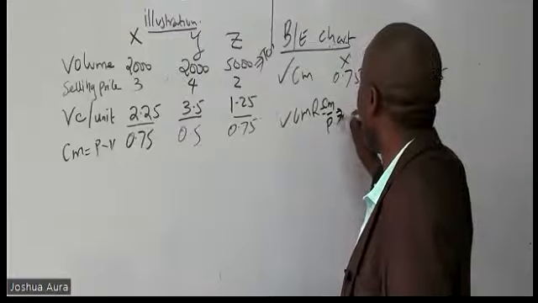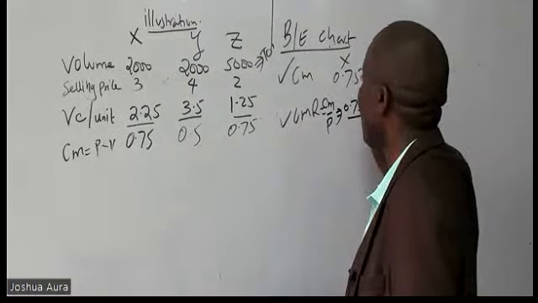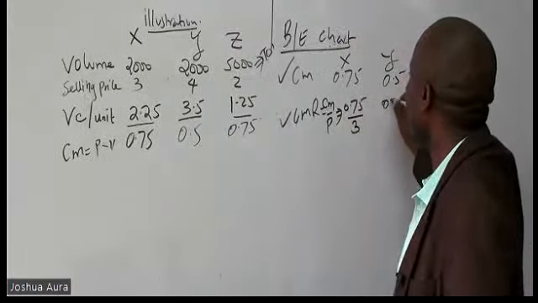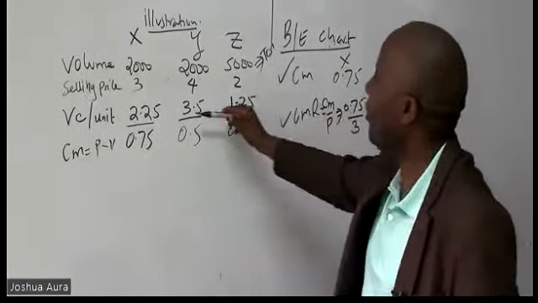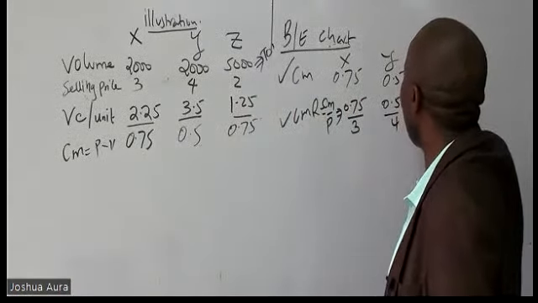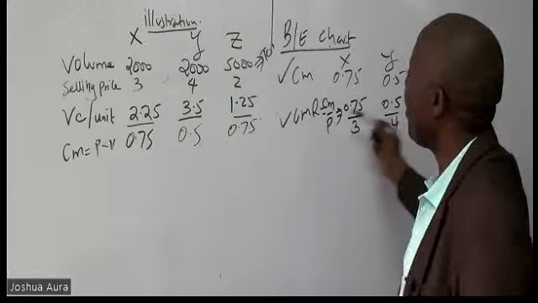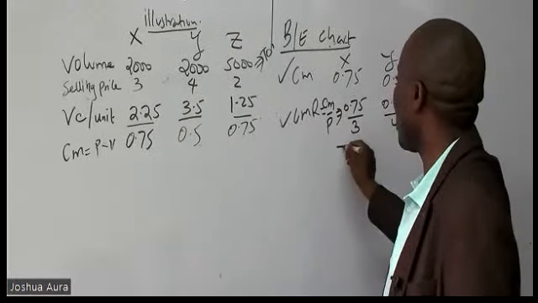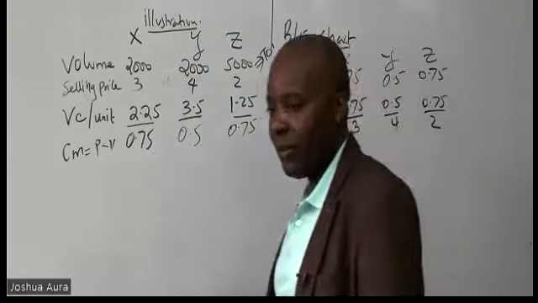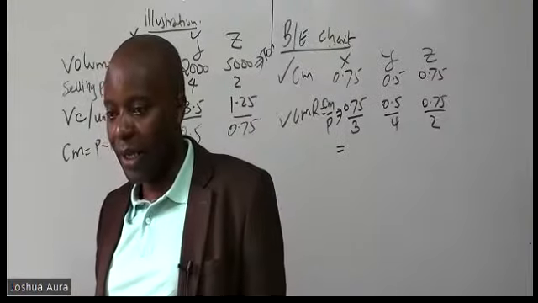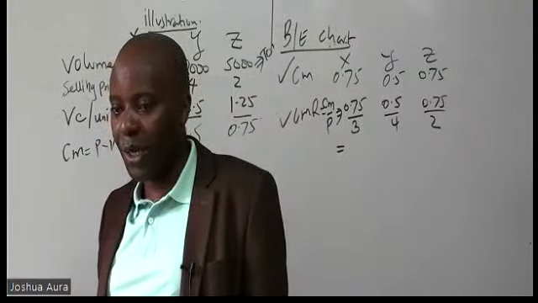So in that regard, this one here will be 0.75 divided by the price. The price is 3. This is 0.5 for Y divided by the price, which is 4. This is 0.75 divided by the corresponding selling price, which is 2. So could you kindly give me these figures very fast? Is there somebody who already has these contribution margin ratios?